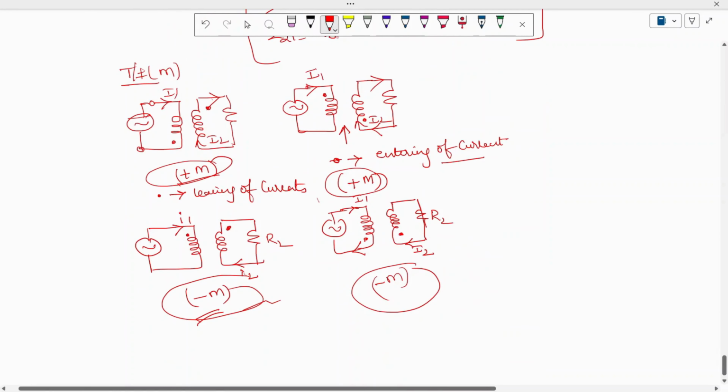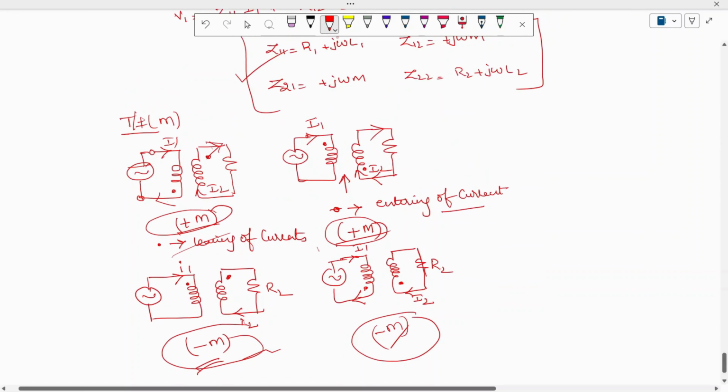So both the currents are leaving, the dots are there at leaving of the currents. Here the dots are there at entering of the currents, so whether entering or leaving, automatically plus M. Here the dot is there at entering and the dot is there at leaving, here the dot is there at leaving and entering, automatically you will get minus M. This is how to mark the mutual inductance.